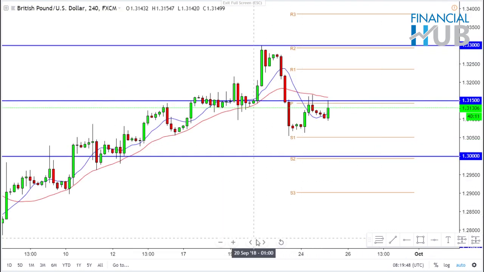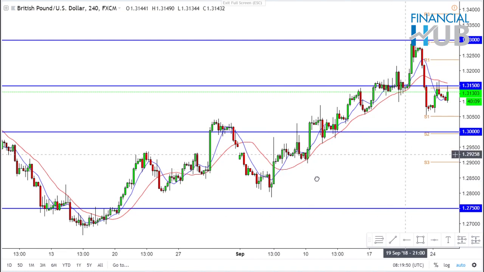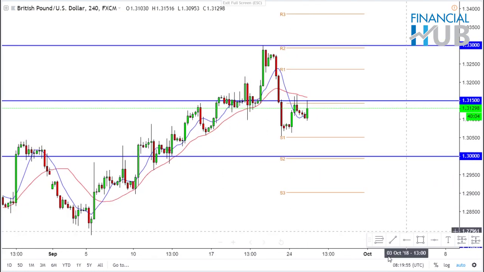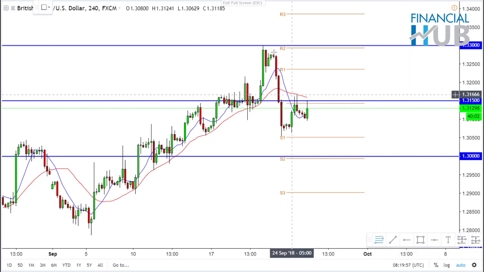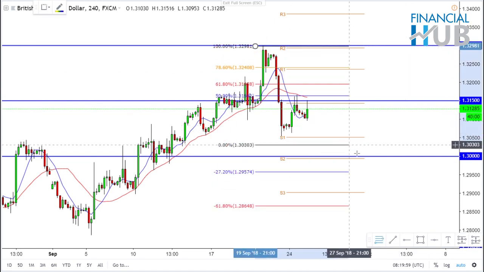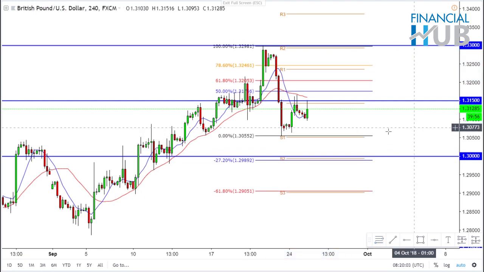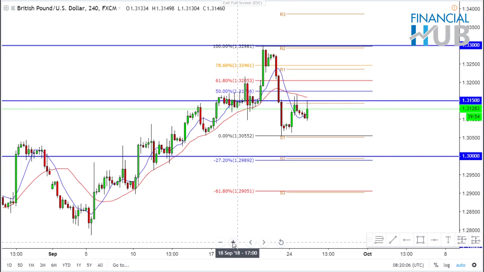But before that, we'll have to go significantly lower, perhaps to the 1.3 region, so 130 pips to the downside. And if I go down to the 4-hour chart, so this is the 4-hour chart, you could maybe execute a trade from where we currently are.